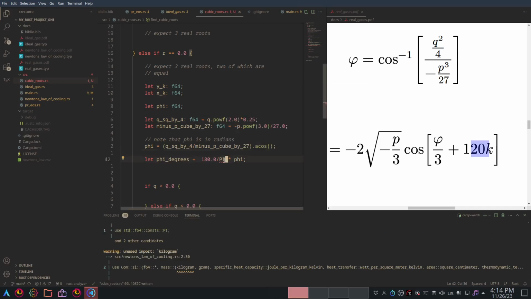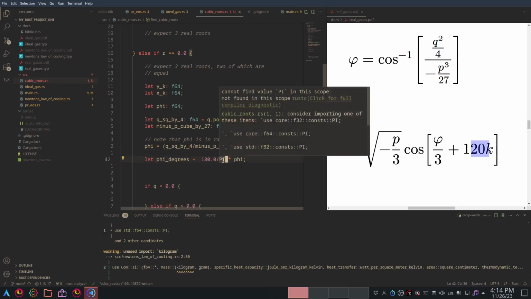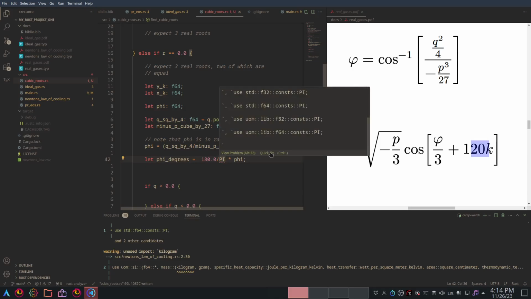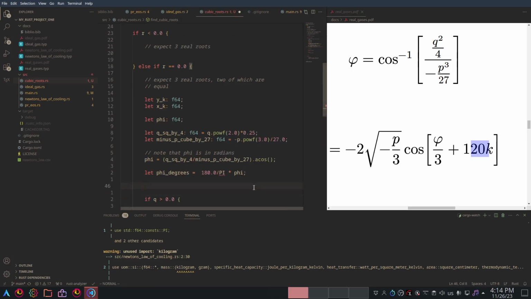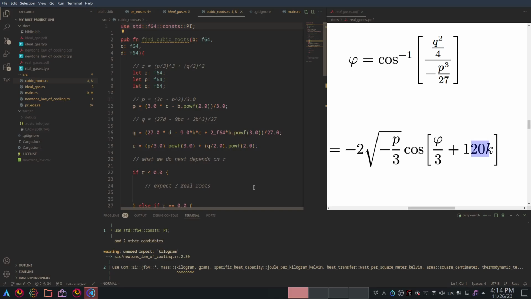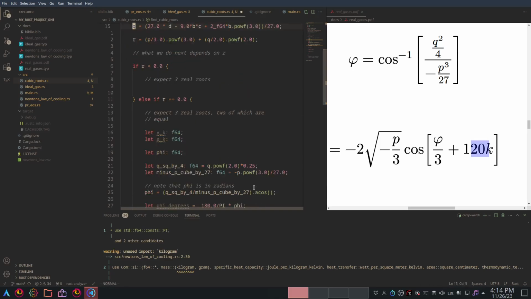Okay, let me just quickly do this. Quick fix, import pi. Oops, sorry. Let me do this again. Quick fix, import pi, import it as a float 64. Okay, so this is one way you can do it. You can use the f64 constant pi, or you can use the UOM to do the legwork for you.